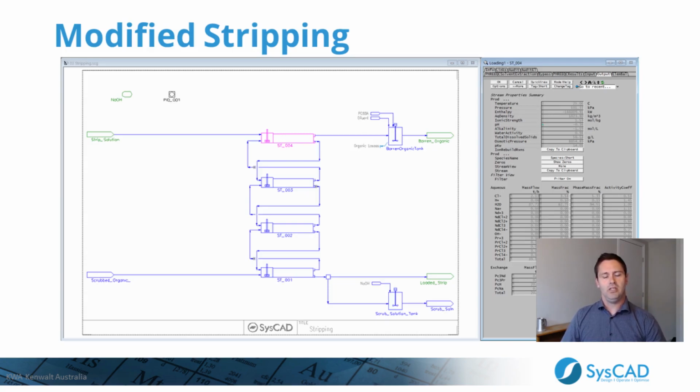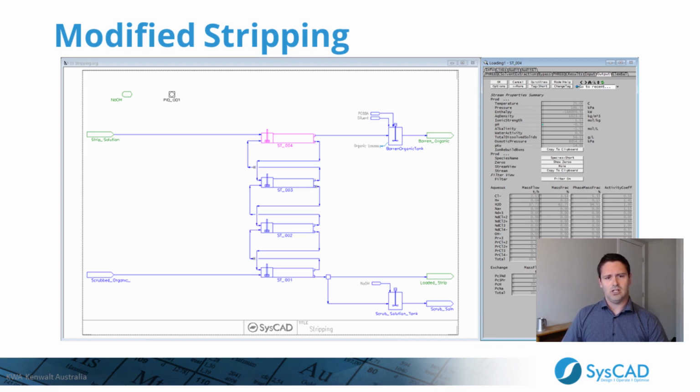Now let's look at what we did to modify stripping based upon those results. We took the part of the loaded strip that we were going to use as a scrub solution, and now we're going to partially neutralize it so that the acidity is less. We use sodium hydroxide here, and the results are preliminary because we're only really considering acid, praseodymium, and neodymium extraction. The extractions associated with saponification are not considered.